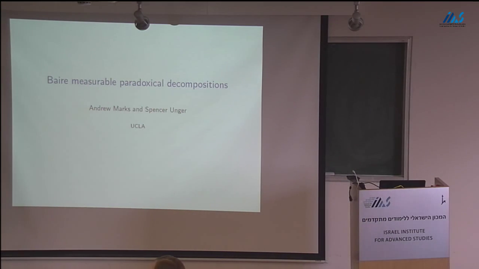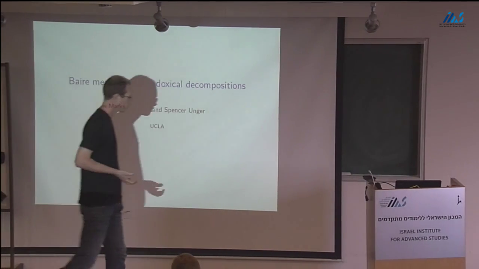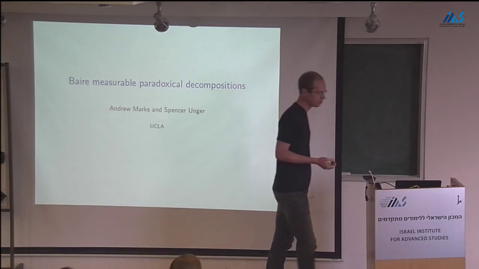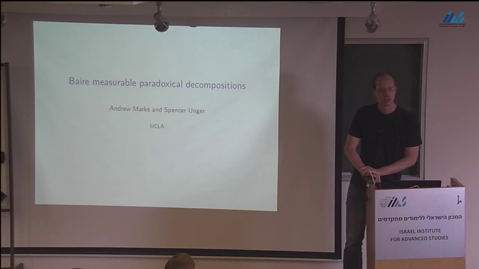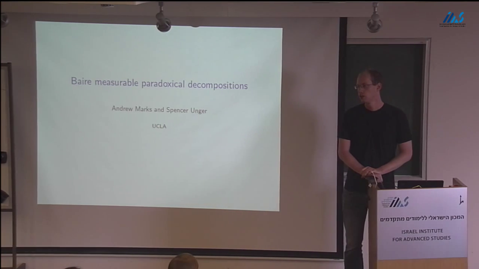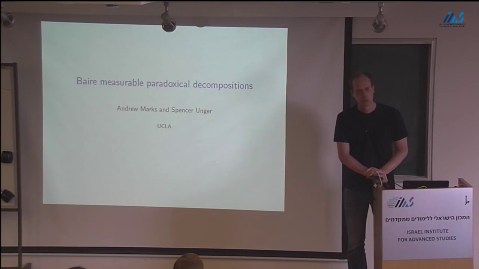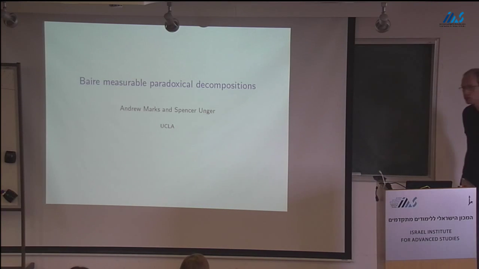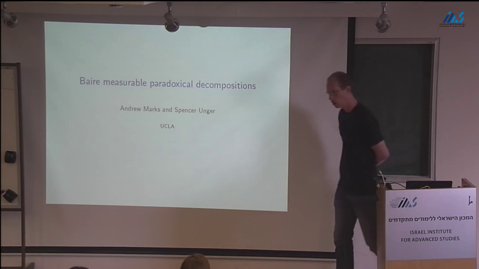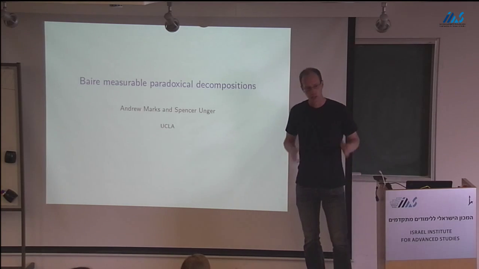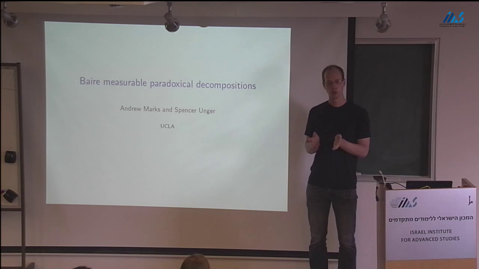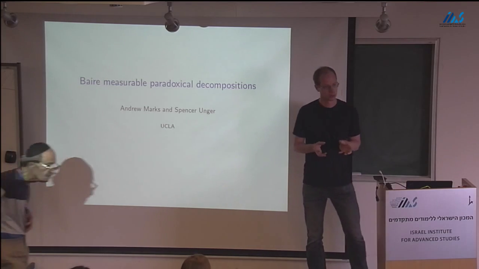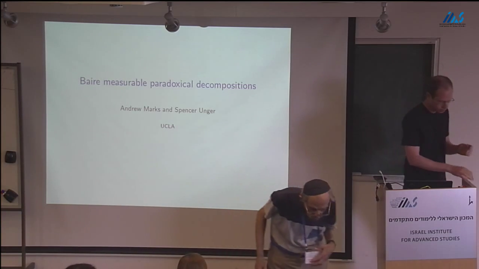I want to talk about the combinatorics of infinite graphs, but from the perspective of descriptive set theory. So the graphs that I'll be interested in are graphs on the reals, and we'll be interested in restricting our attention to definable graphs, but also definable witnesses to combinatorial properties that they have. So we'll be interested in definable colorings or definable matchings.